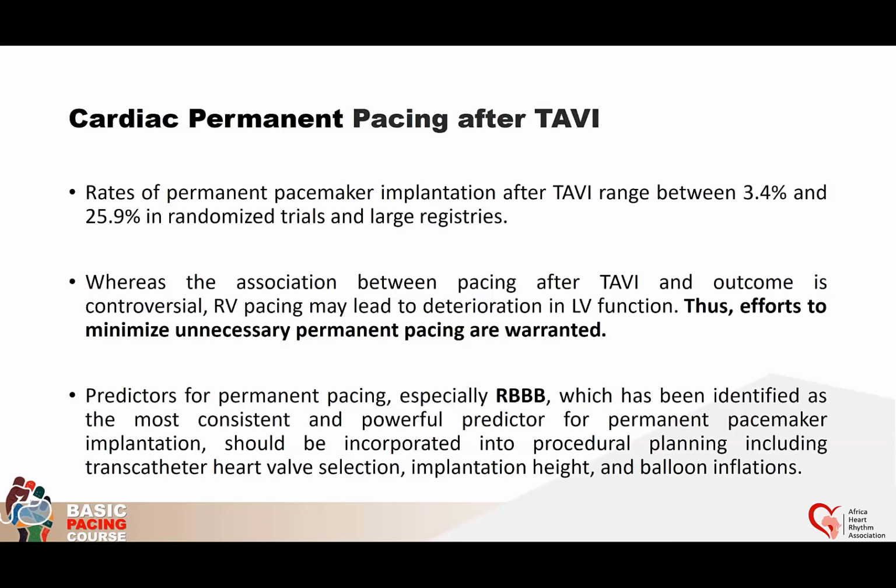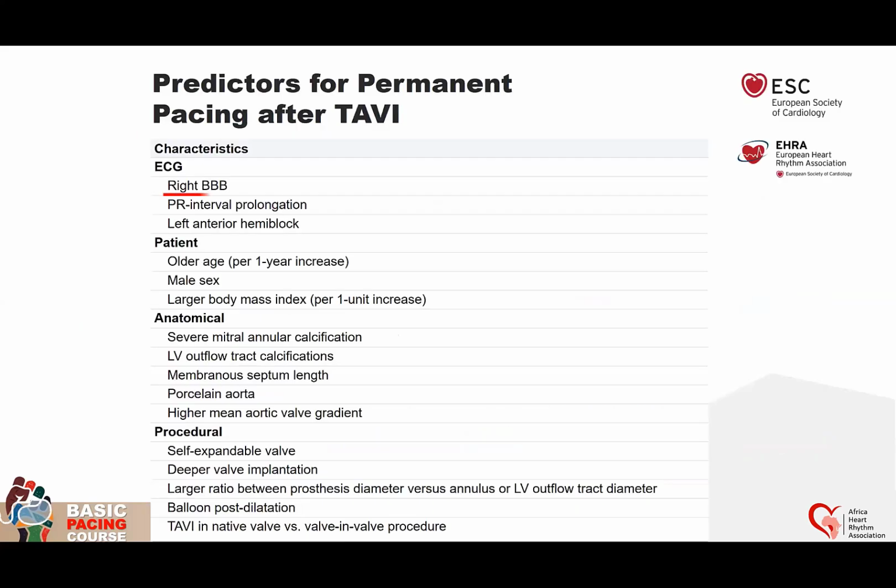TAVI is another consideration. Efforts to minimize unnecessary permanent pacing are warranted, and we know that the incidence of AV block ranges from 3 to 25%, but the main predictor is the presence of right bundle branch block, and hence procedure planning during the implantation should be taken once the patient has been identified preoperatively to have a right bundle branch block, among other characteristics that could be predictors of permanent pacing.